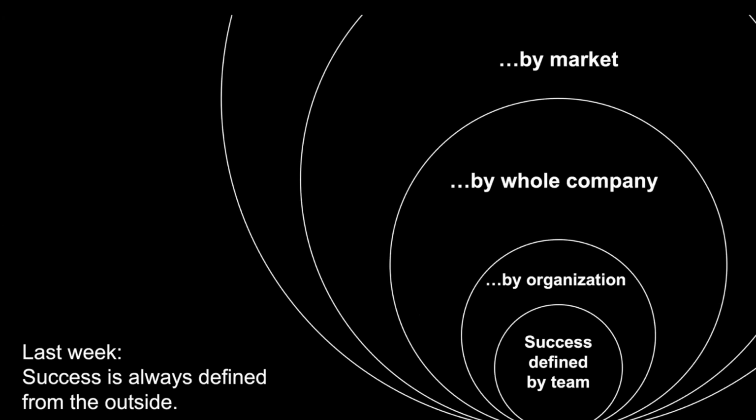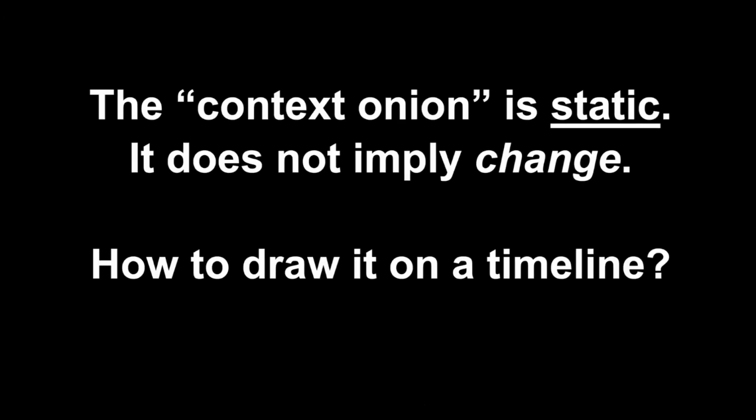So, a long story, here we go. Last week we had the onion. The point of the onion is that you need to understand the context, because your own success is always defined by the outside layer. If you're a team member, then it is the team who more or less defines whether you're a successful team member. If your team is part of a business unit, then it's the business unit's perspective that defines if your team is successful or not. That was the point. So the context onion was a great tool.